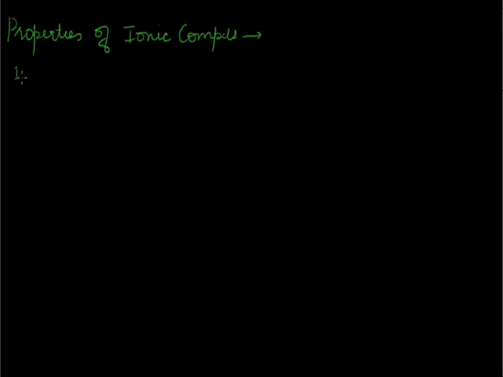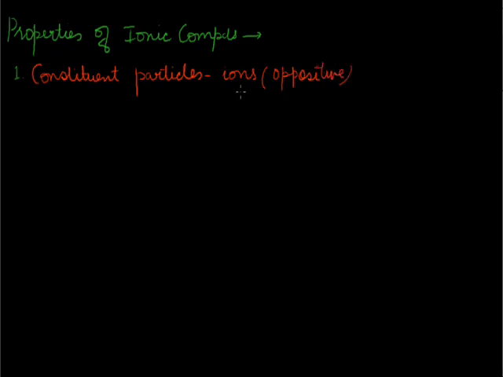Starting with the first property, that is the constituent particles. As the name itself suggests, ionic compounds are composed of ions which are opposite in their charges, that is positive ions and negative ions. Positive ions are called cations and negative ions are called anions.